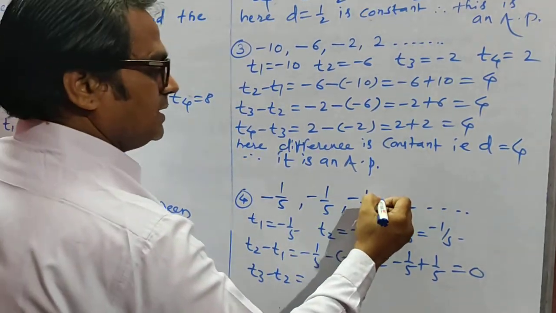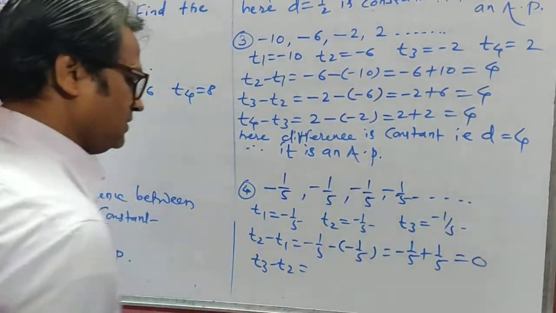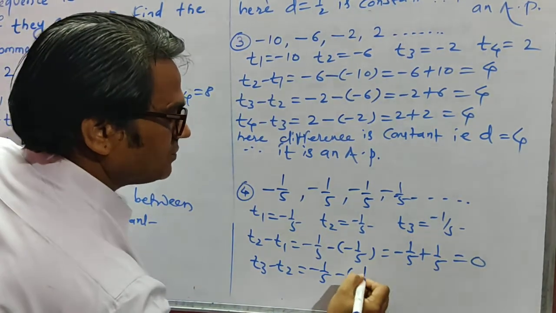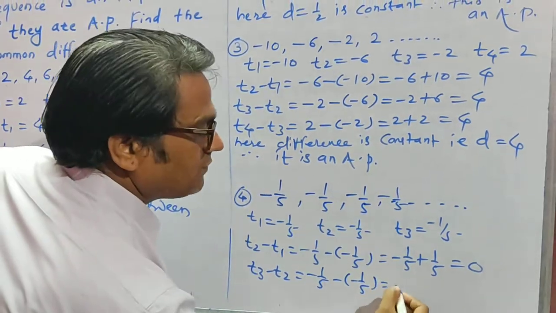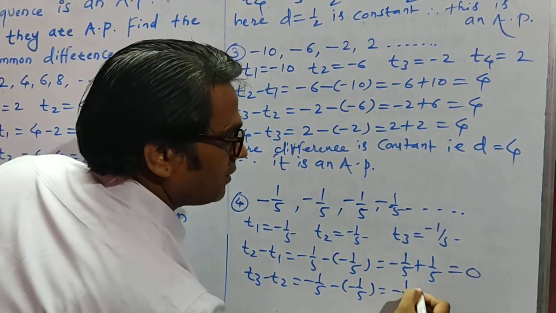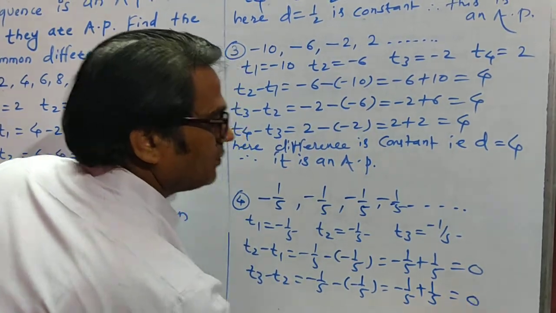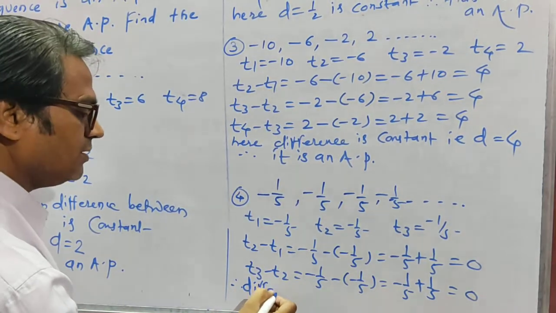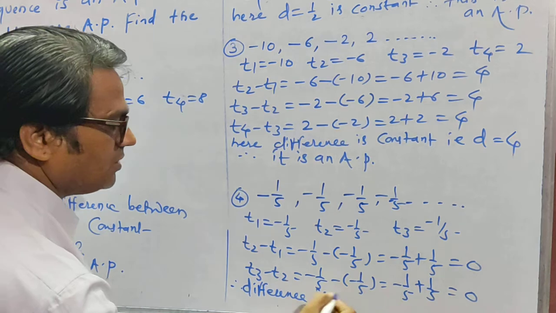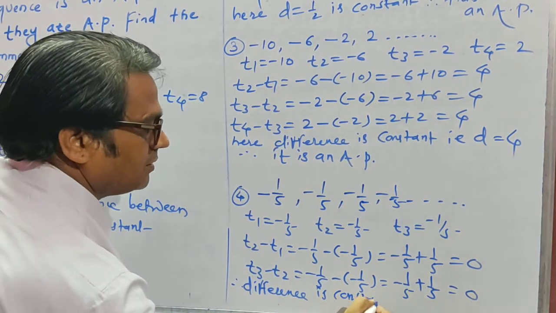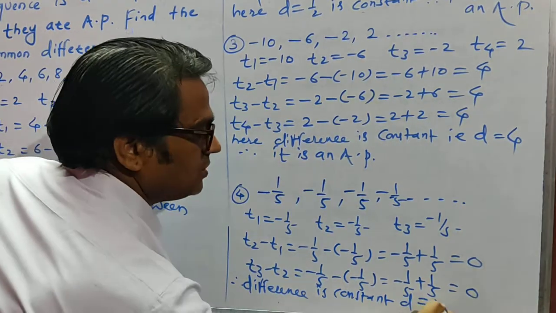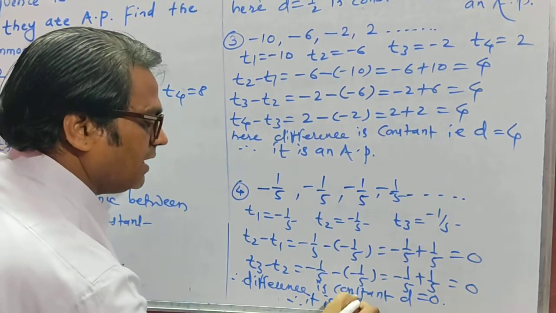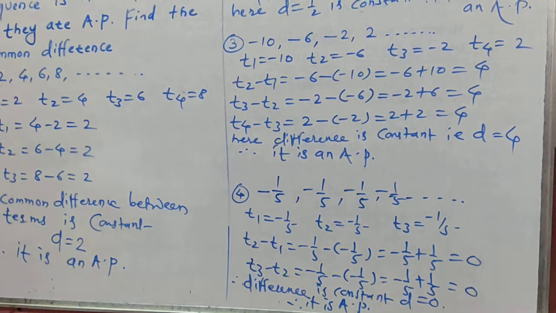Now T3 minus T2, here also we can write minus 1 by 5, it is going on. So this is minus 1 by 5 minus of minus 1 by 5, the same procedure will be repeated a number of times, so we'll get the common difference 0. Here the difference is a constant, so D is equal to 0, hence it is an AP.